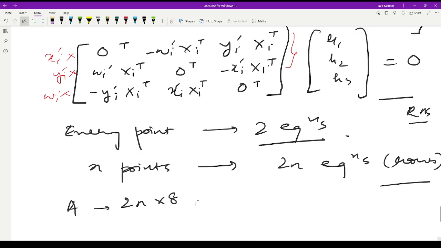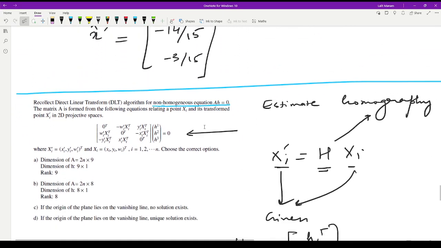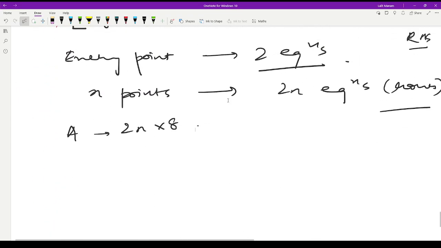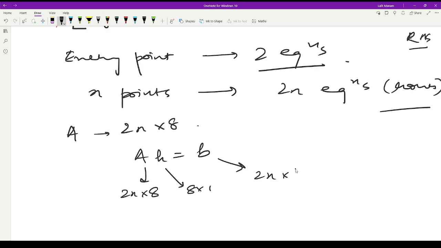And where is this matrix A coming from? This is how it was defined in the question: AH equals 0, but that 0 won't be there since we are dealing with non-homogeneous equations. So it will be of the form AH equals B. The dimension of A is 2n cross 8, H is 8 cross 1, and B is 2n cross 1. The dimensions are fine, right? And we assume that we have a full rank matrix, otherwise we'll have degenerate solutions. So what is the rank if we have full rank?